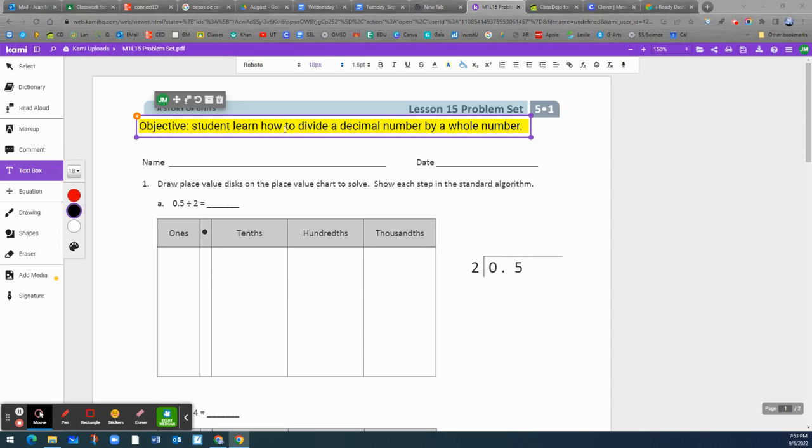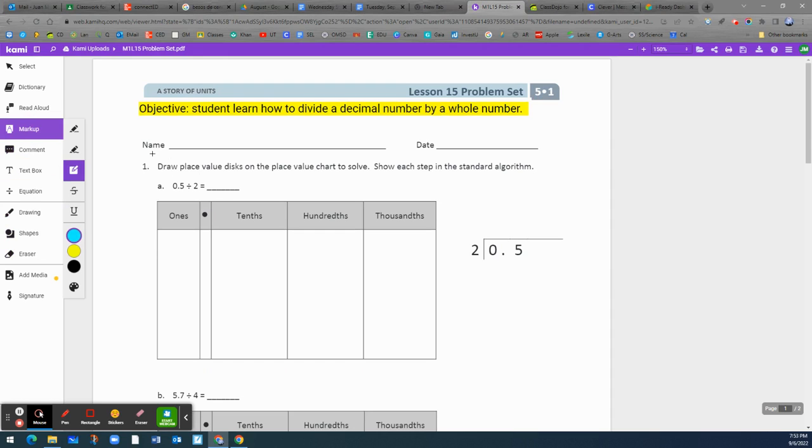The objective is for you to learn how to divide a decimal number by a whole number using the place value chart to understand better what happens in the algorithm form. If you already know this, it is going to be a review for you. Let's look at the instructions.